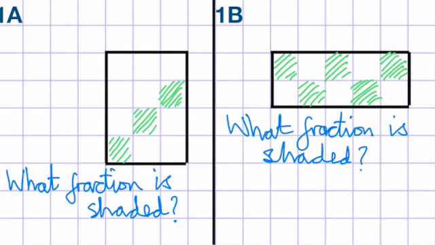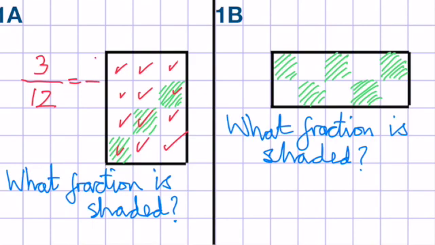Okay, so the way that we find out the shaded fraction is, first off, we need to count the parts. So I'm going to look at 1A. So we've got 1, 2, 3, 4, 5, 6, 7, 8, 9, 10, 11, 12. There are 12 equal parts. So that's our denominator. Now I need to count how many are shaded. 1, 2, 3. So 3/12 is what is shaded. That can be simplified to 1/4 because both of those numbers divide by 3. The numerator divides by 3 and the denominator divides by 3.